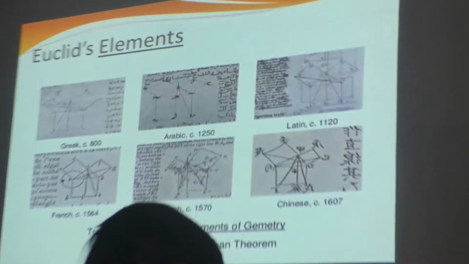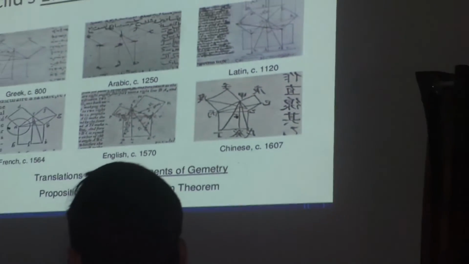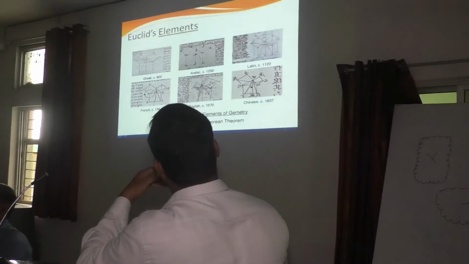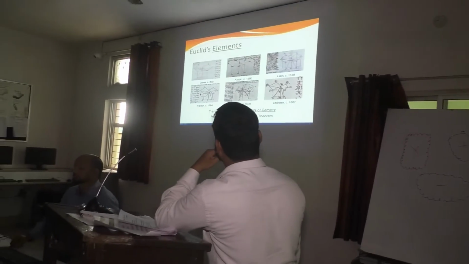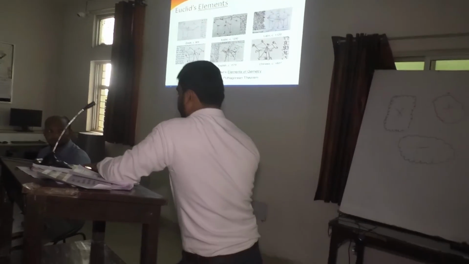These are the Euclid elements of different generations. According to Pythagoras theorem, these are all the same, representing the same thing. That is Pythagoras theorem that we use in modern algebra, modern geometry.